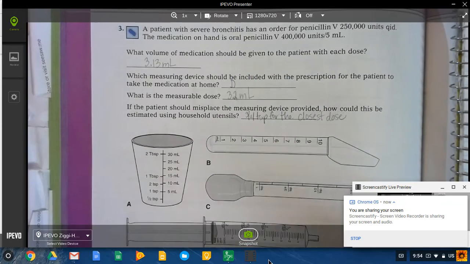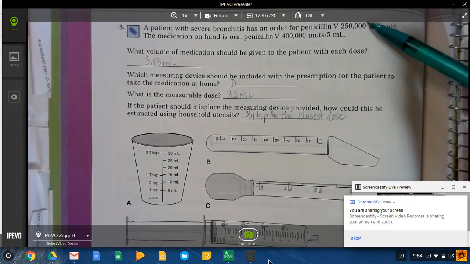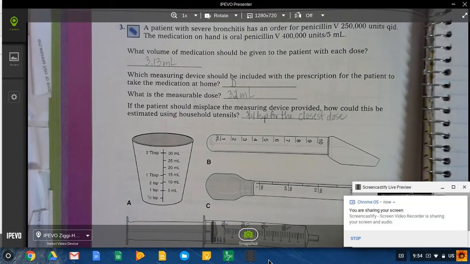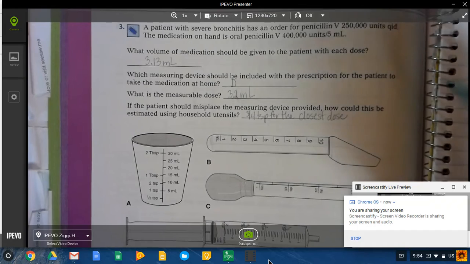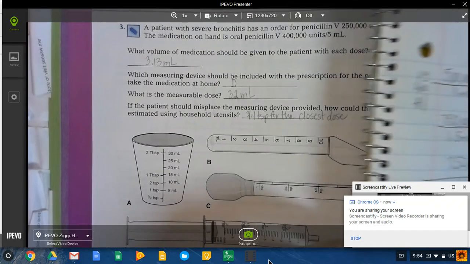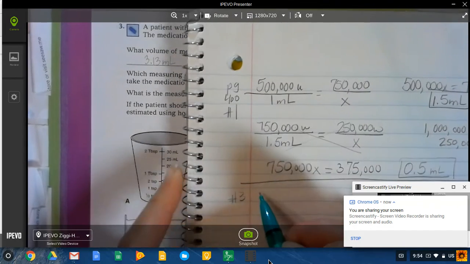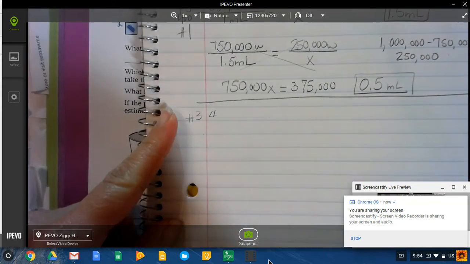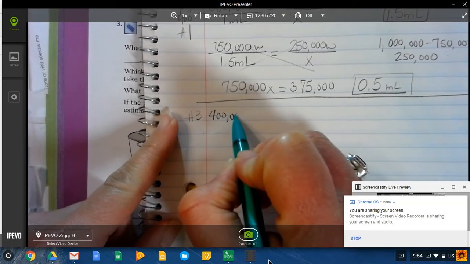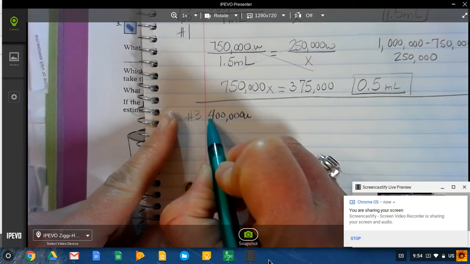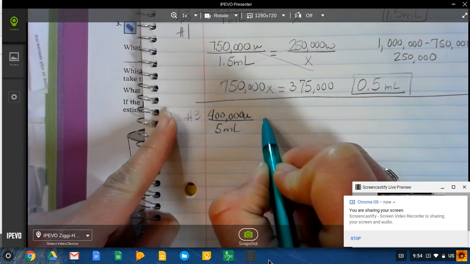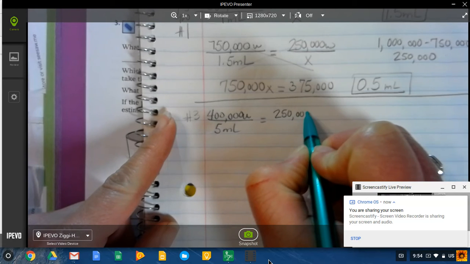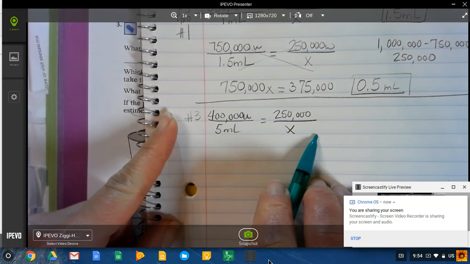Well, what we want and what we have are two different things. We've got to figure that out. So the first thing we do is, how much of this on hand do we need to give? So we figure out that if we have 400,000 units for every 5 milliliters, then if we want to give 250,000 units, that's our X, how many milliliters do we give?